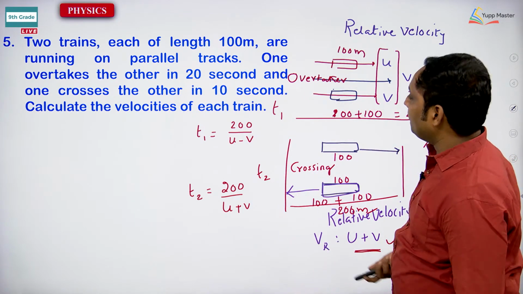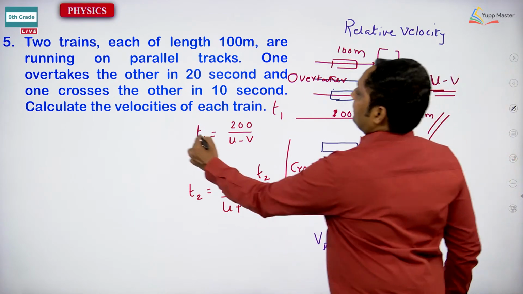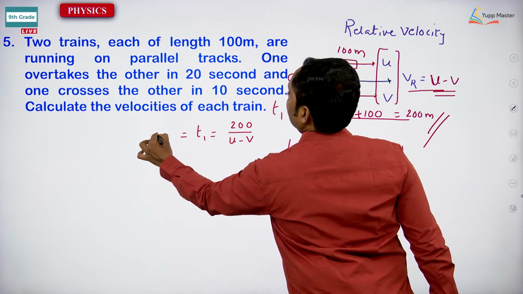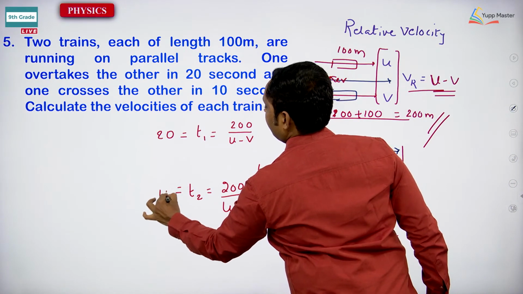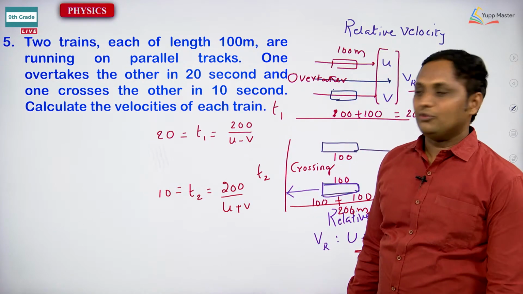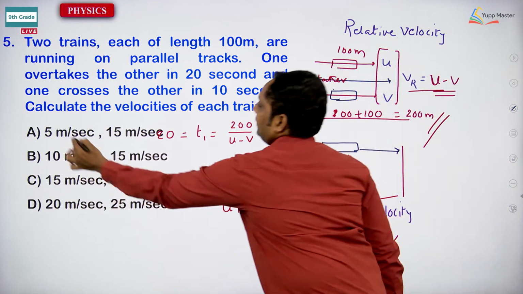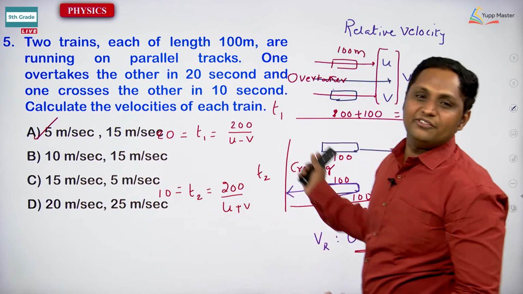In this way we can solve the problem. So, what they have given for this case, overtake 20, and 10 for the other. Now, you can solve the problem and get that this is the correct one. By applying that, you can easily find it out.